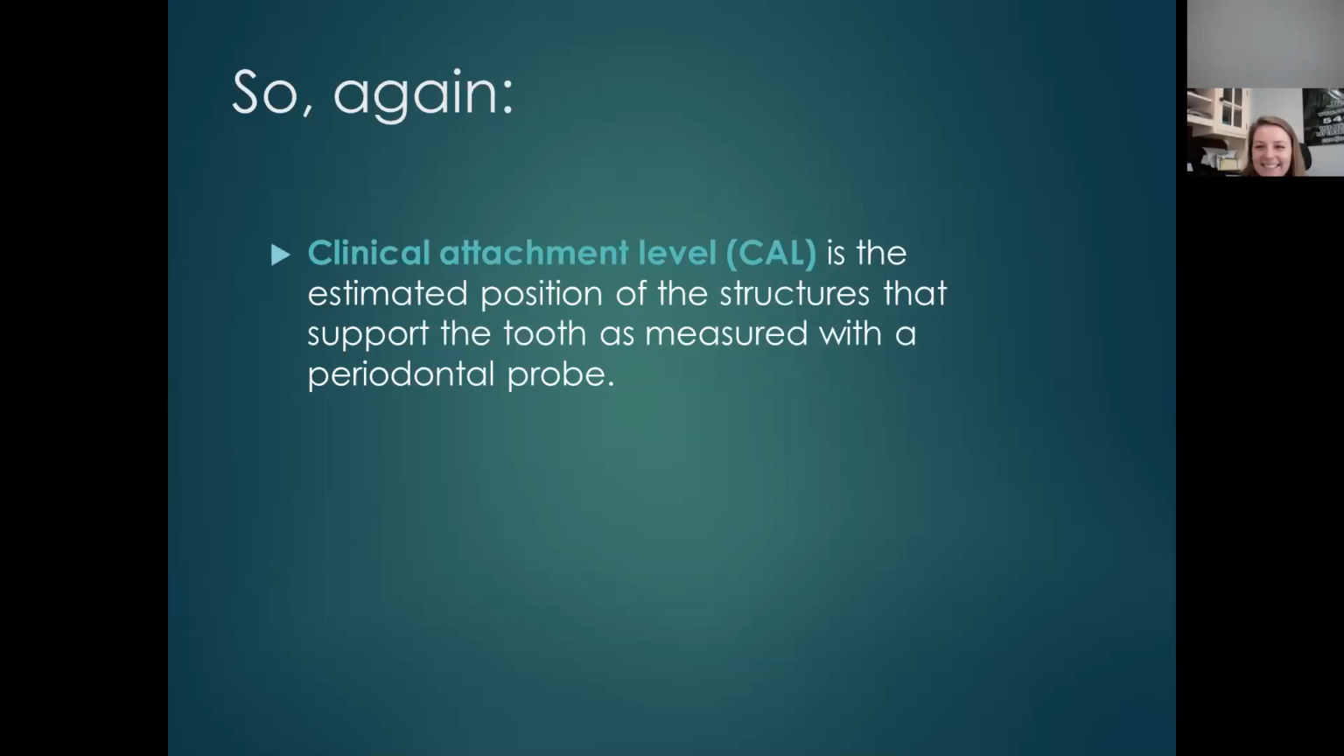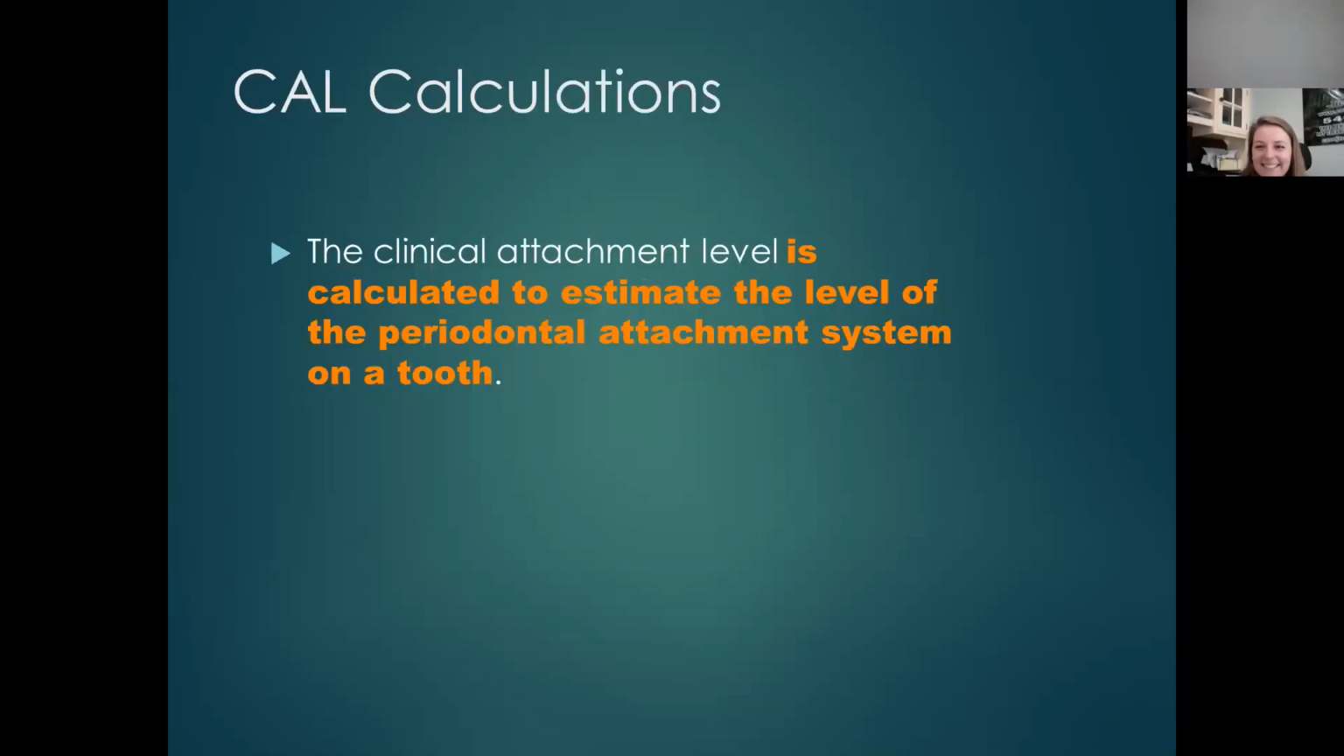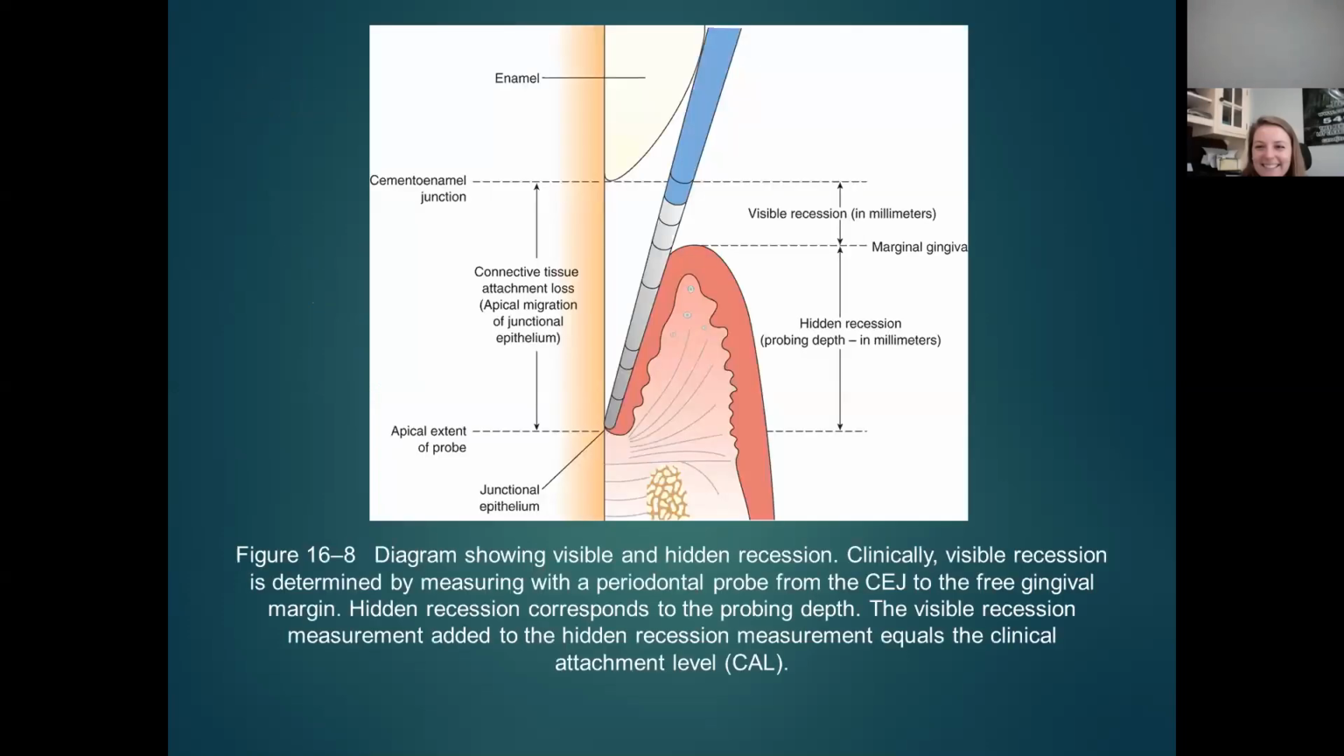Okay, so the clinical attachment level is the estimated position of the structures that support the tooth as measured with the periodontal probe. It is calculated to the estimated level of the periodontal attachment on the tooth. So we need to know where the CEJ is, where the gingival margin is, as well as what the periodontal probing is.